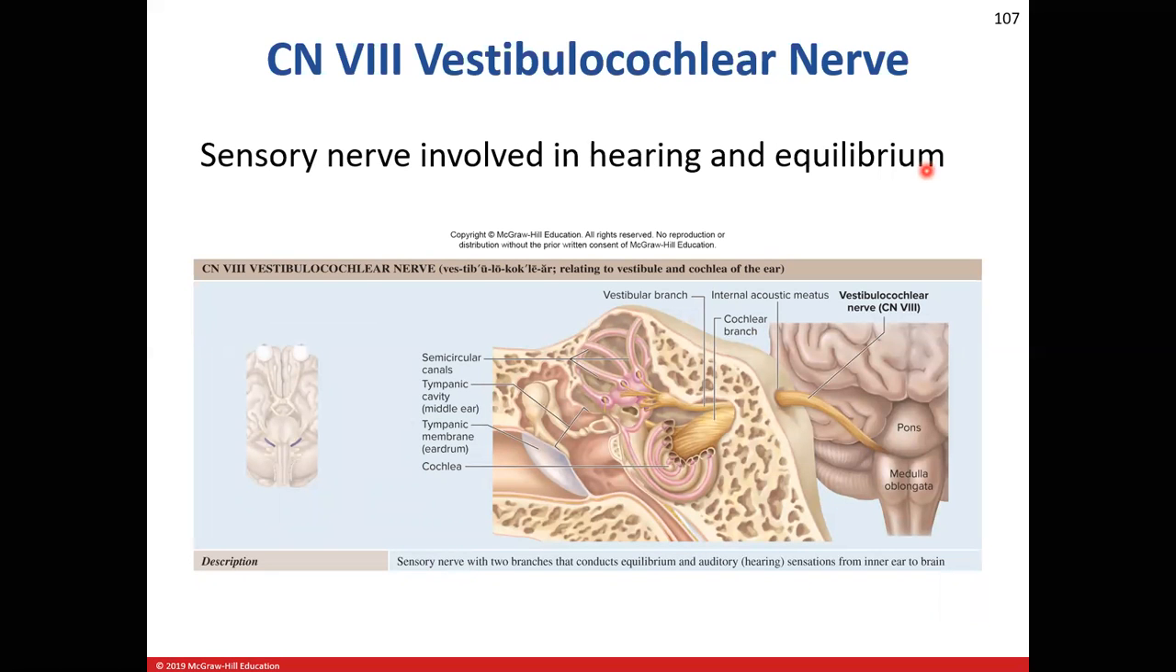Cranial nerve 8 is a sensory nerve, and it's involved in hearing and equilibrium. So it's the nerve that basically picks up sound waves and allows your body to interpret sound.